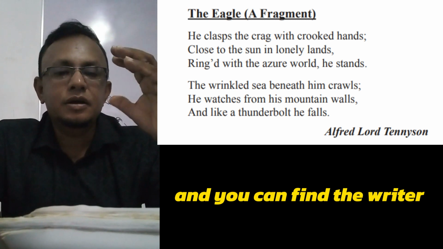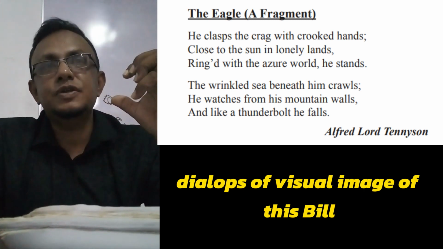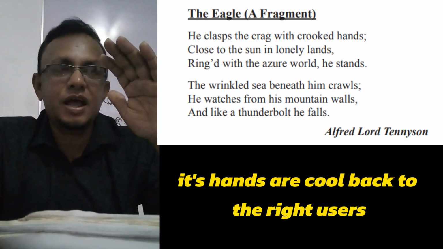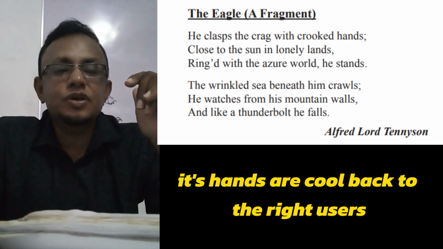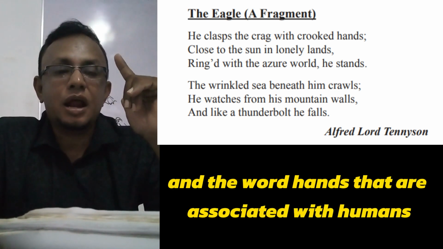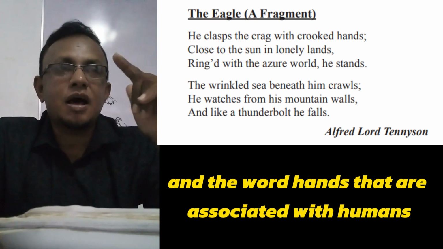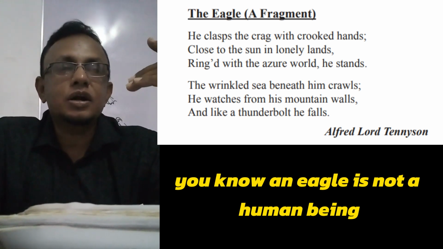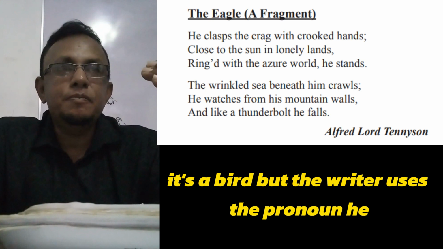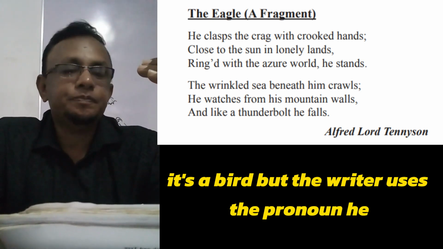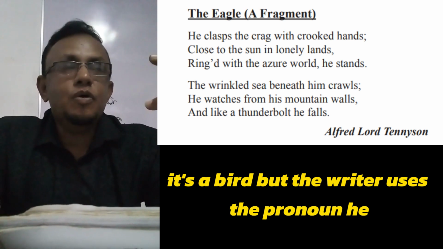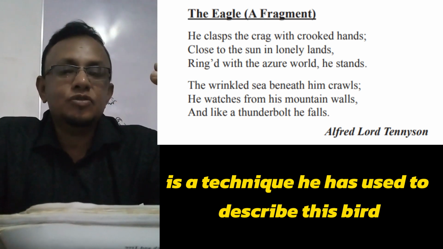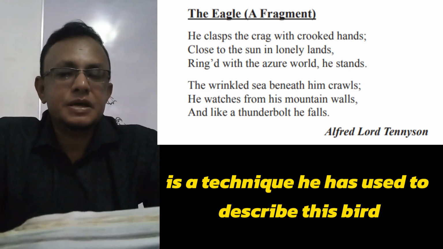And you can find the writer develops a visual image of this bird. It has crooked hands. Crooked means not straight. Its hands are curved. Actually the writer uses the pronoun he and the word hands, which are associated with humans. You know, an eagle is not a human being. It's a bird. But the writer uses the pronoun he to describe the bird. This is a technique he has used to describe this bird.